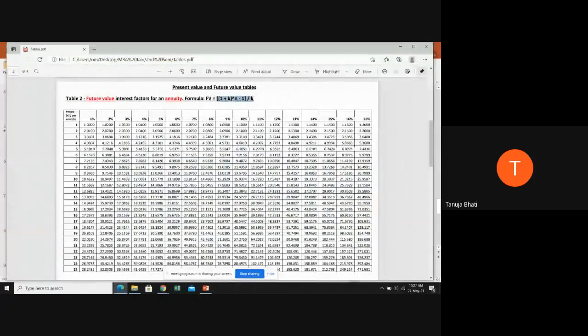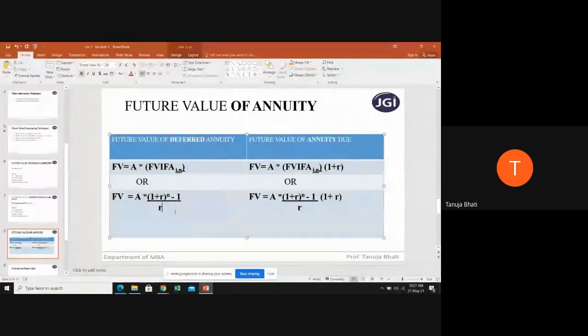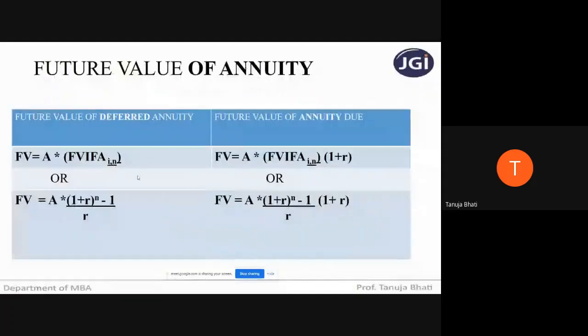You can see the formula is in the table here itself: 1 plus r. Now I told you again, r is denoted by I, N, I, K or R. Both mean the rate of interest. So it is again 1 plus R raised to N minus 1 divided by R, and the same formula is here. When you solve this problem also, you will get the same answer of future value interest factor of an annuity. So students, this is the way you calculate future value of a deferred annuity.